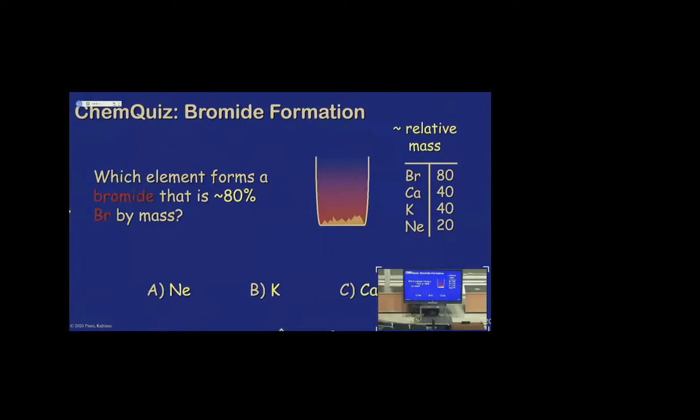Okay, so let's apply that. Which element forms a bromide, so reacts with bromine gas, Br2, that's 80% bromine by mass? So here are the relative masses. Calcium, potassium, neon are the options. Which forms a bromide that's 80% bromine by mass? So think about that. Talk about that among yourselves. Start the thingamabobber and we'll take a vote.